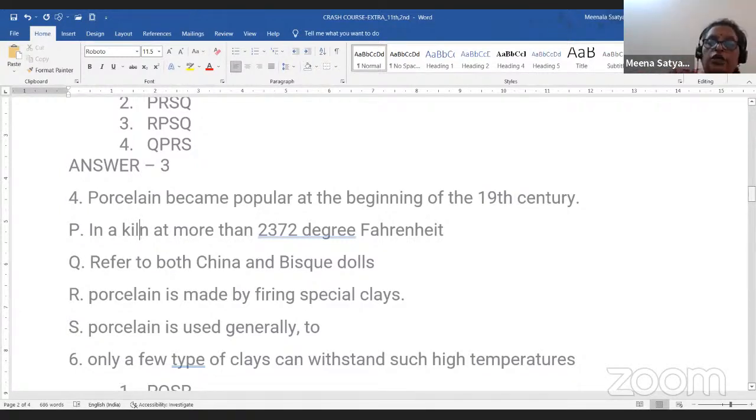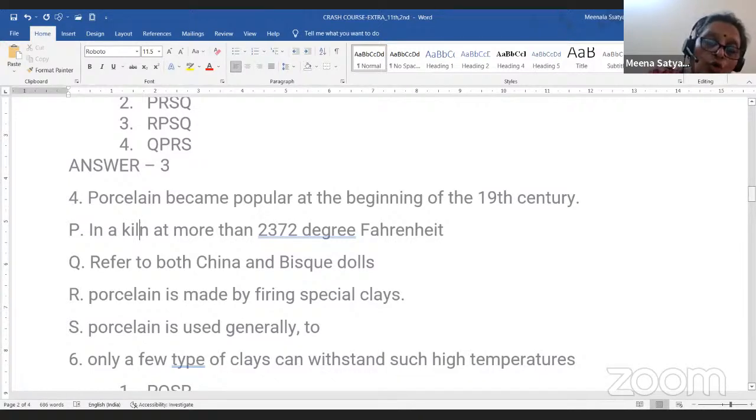So it's used generally to do what? To refer to both China and bisque dolls. It's made how? By firing special clays in a kiln at more than 2372 degrees Fahrenheit. Why? See the last sentence: only a few types of clays can withstand such high temperatures. So the last sentence in turn refers to the amount of heat that is required. Naturally, it will have P before it. And that is why the answer will be SQRP.